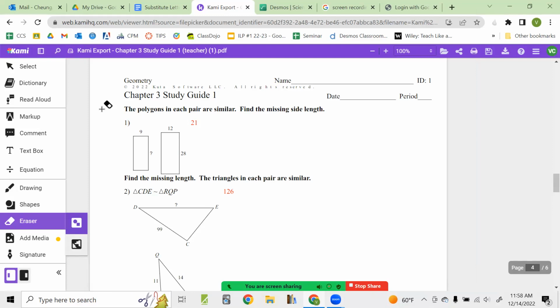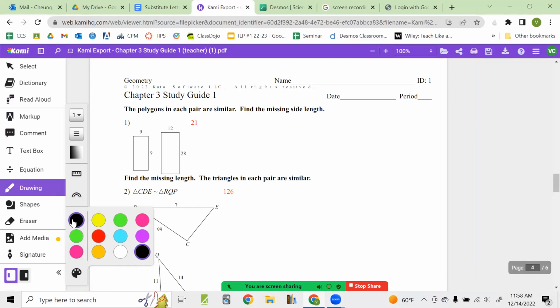All right, so let's take a look at the first one. This one, we're trying to find the missing length. So let's find out which ones are corresponding. First, this is our missing side, it has a question mark. We put the X. This corresponds to this, right? Those are the long sides. So we can go X over 28 equals, and then the short sides, 9 over 12.